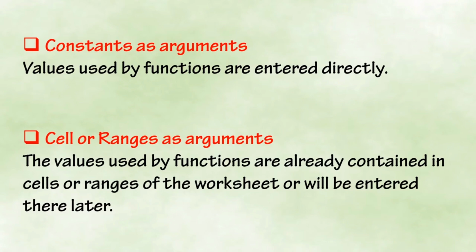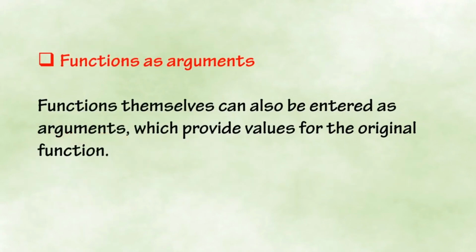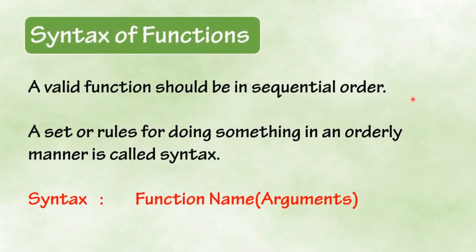Cell or ranges arguments. The values used by functions are already contained in cells or ranges of the worksheet or will be entered there later. Functions as arguments. Functions themselves can also be entered as arguments, which provide values for the original function. Syntax of functions. A valid function should be in sequential order. A set of rules for doing something in an orderly manner is called syntax.